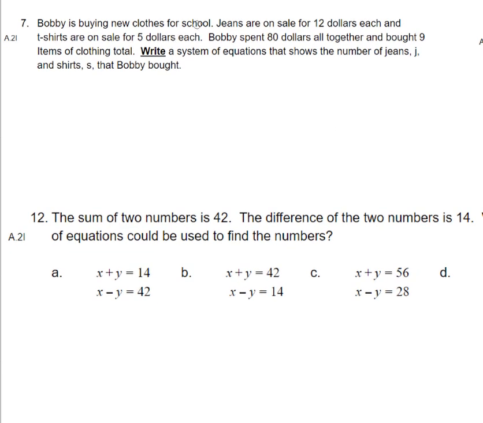So Bobby is buying new clothes for school. I'm just going to read it first, without any underlining. Bobby is buying new clothes for school. Jeans are on sale for $12 each, and t-shirts are on sale for $5 each. Bobby spent $80 altogether and bought 9 items of clothing total. Write a system of equations that shows the number of jeans J and the shirts S that Bobby bought.